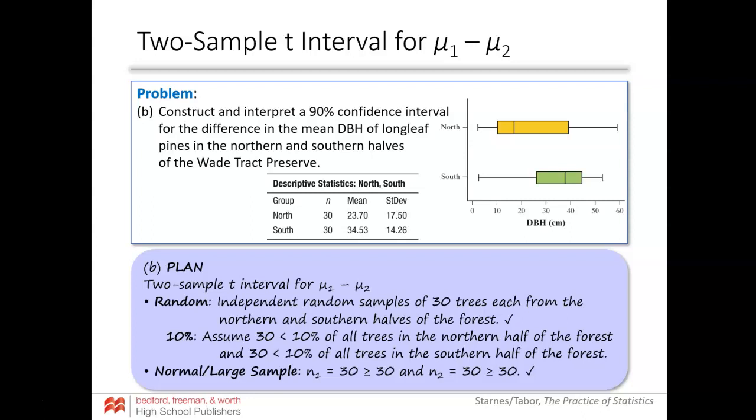So you got to check your conditions on the plan step. These are independent samples because these forests are mutually exclusive. You're either northern or southern, not both. They are random samples. They stated that in the earlier part of the problem. And they did sample 30 trees from each forest, I believe.